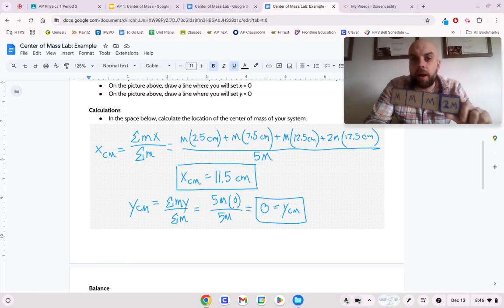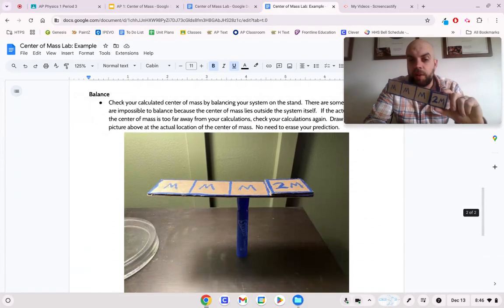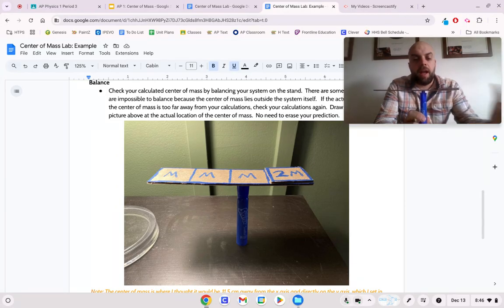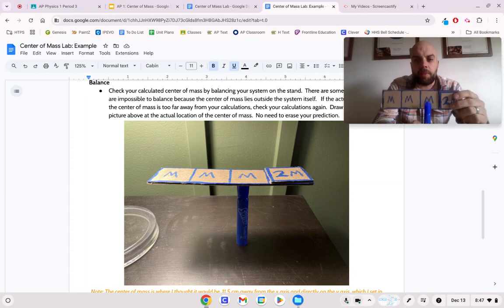Then, to test if my answers are correct, you don't need a solution guide. That solution guide is right here. You can take your system and balance it. And I'm balancing mine right here. And that's nice because this is exactly where I thought the center of mass would be in my calculations. It's not at the exact spot of 10 centimeters, the center of this thing. It's a little shifted this way, which makes sense considering this mass of 2m.